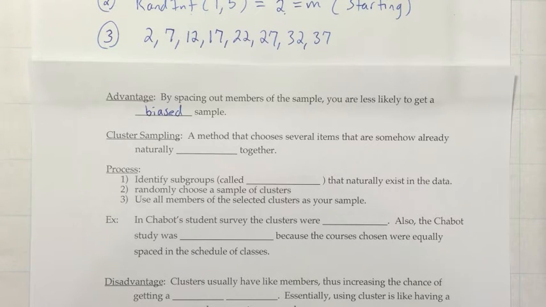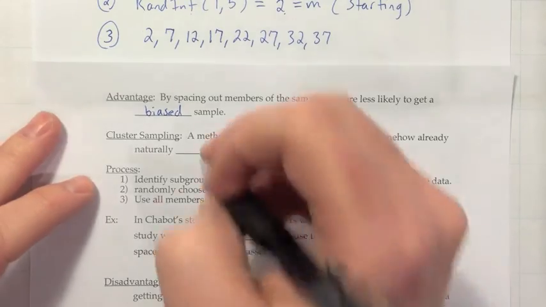All right, so on to another alternative called cluster sampling. This is a method that chooses items that are somehow already naturally grouped together.